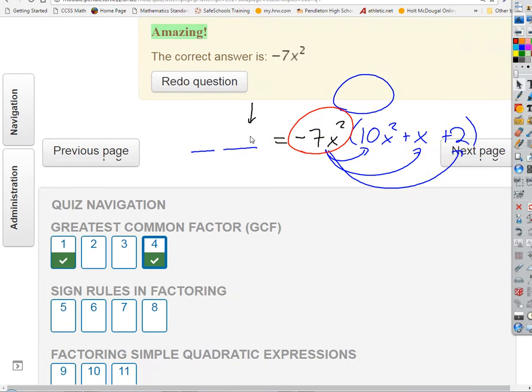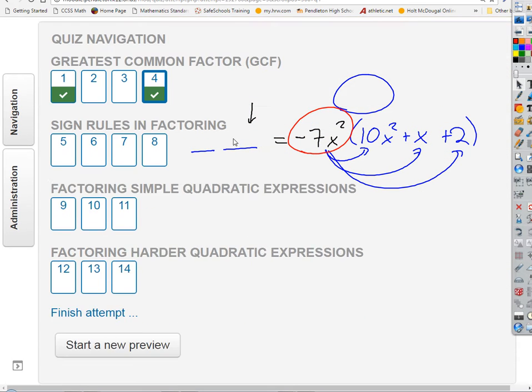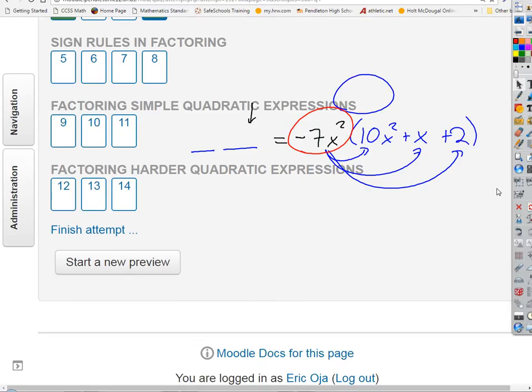Okay, got it? Okay, I'm going to skip those sign rules for factoring. That's no big deal.